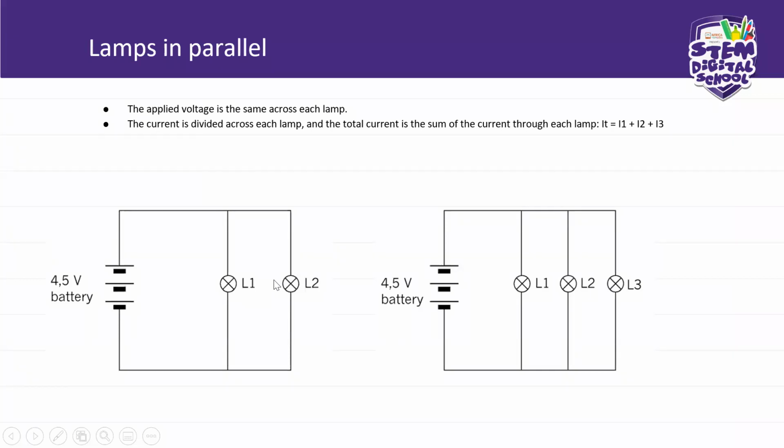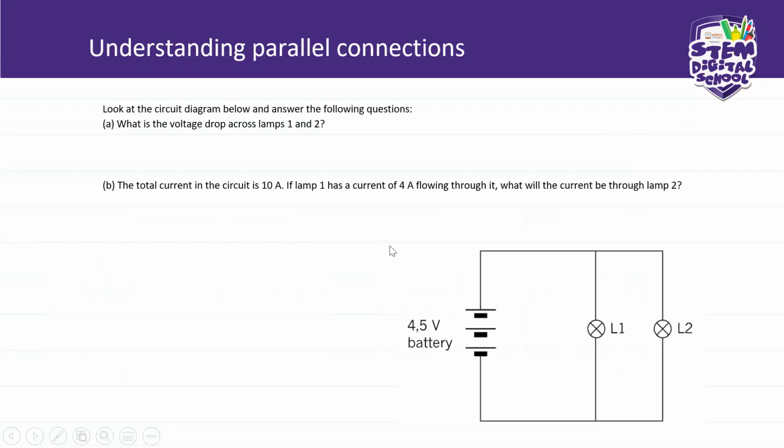They will not be sharing. And even if you connect 3 lamps, they will not be sharing the voltage. The current is divided across each lamp. The total current is the sum of the current through each lamp. Okay? So total current equals lamp 1 plus lamp 2 plus lamp 3. So they will be getting the total voltage from the power source.